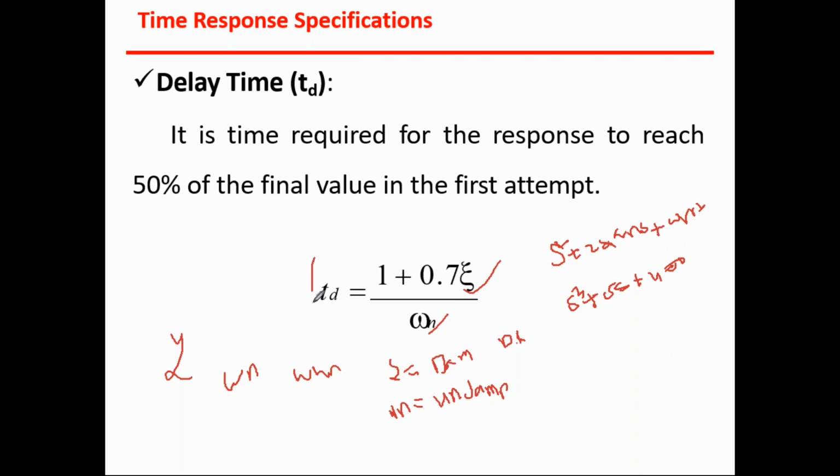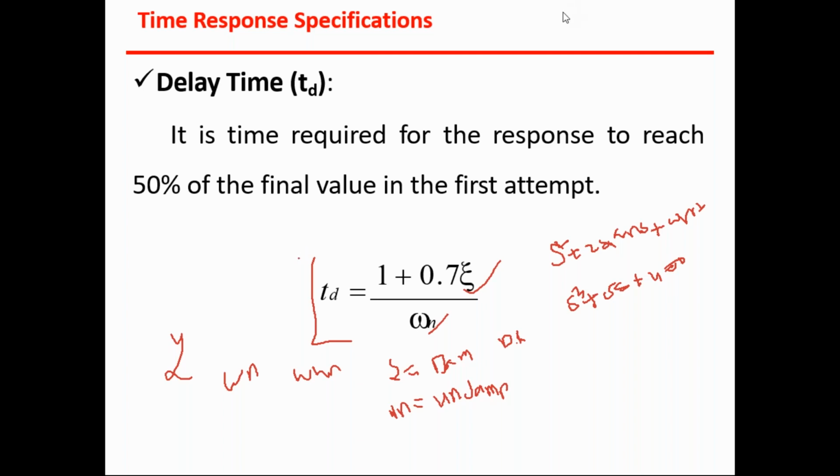And remember this formula 1 plus 0.7 zeta divided by omega n. So just note down this formula. ఎందుకంటే నెక్స్ట్ ప్రాబ్లం చేస్తాం కదా, అక్కడ యూజ్ అవుతుంది. TD is equal to 1 plus 0.7 zeta divided by omega n. Okay, next time domain is rise time.